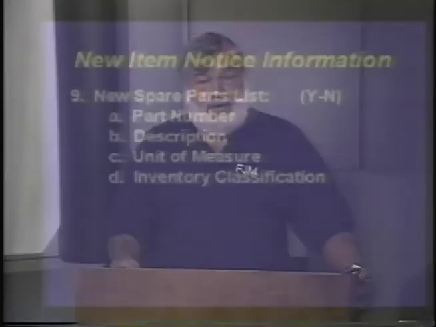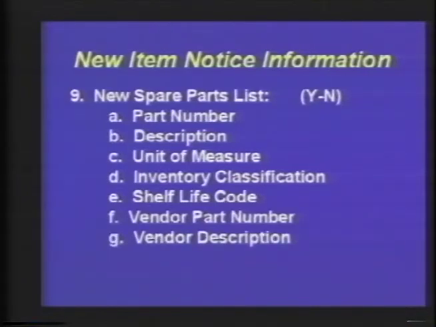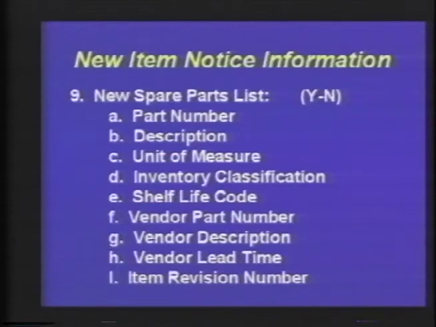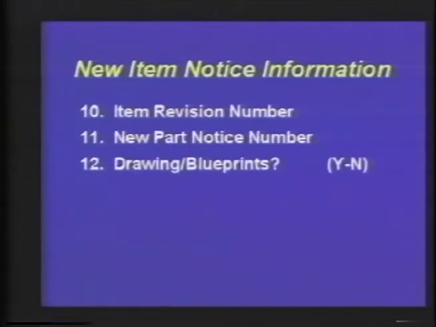We likewise have inventory class code. We could have a shelf life code. Again, we have the vendor part number, which is the cross-reference used in the purchasing function, the vendor description and lead time, and then the item revision number for that particular spare part. Now, moving to page number 11, we have the balance of data that you may want to consider, like the item revision number, the new part notice number, the drawing and blueprints number if required.